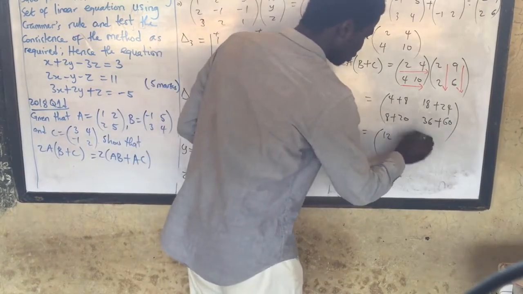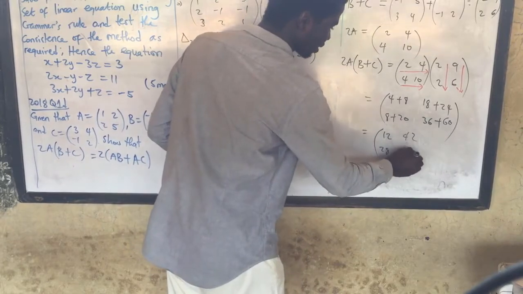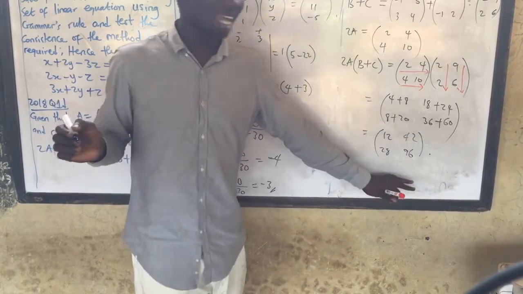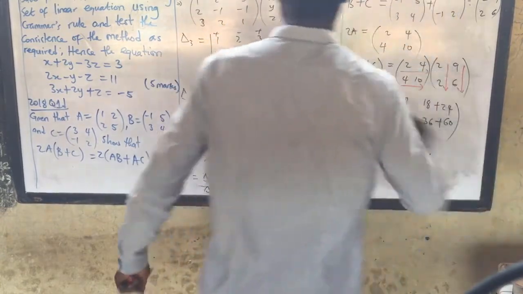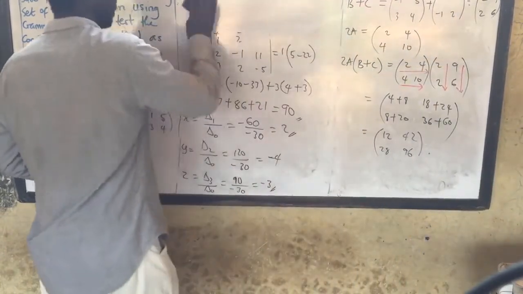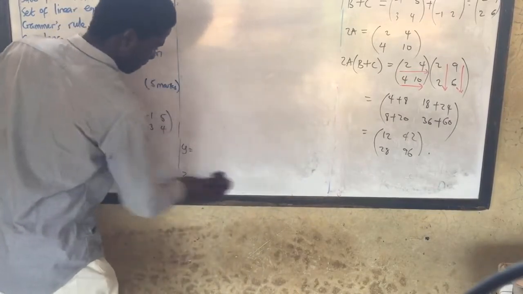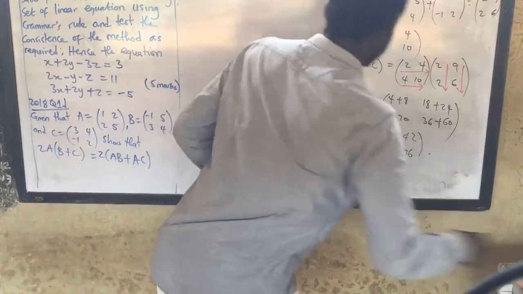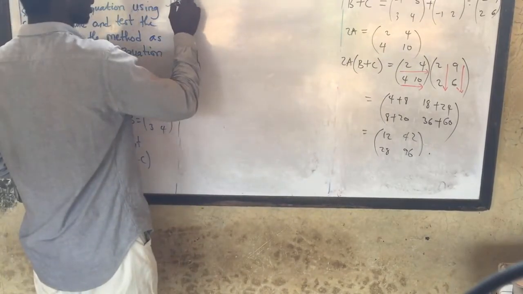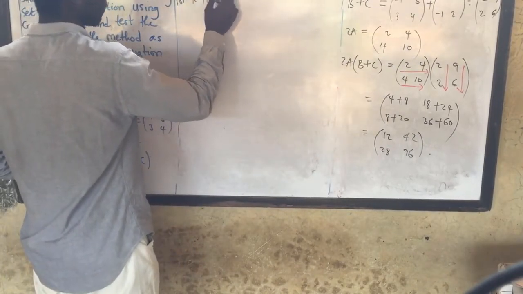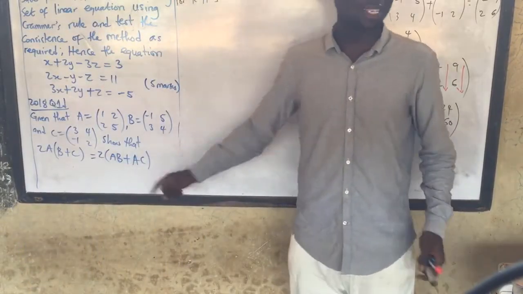So 42. This one is 28. This one is what? 96. So this is the answer I got at the left hand side. Now let us solve for the right hand side. So for the right hand side, don't forget, look at what we are going to do. We have to do AB and AC.